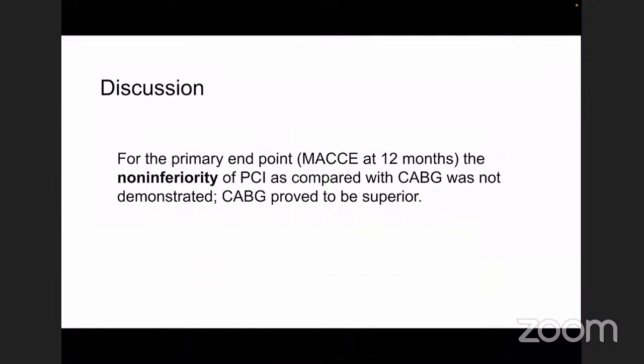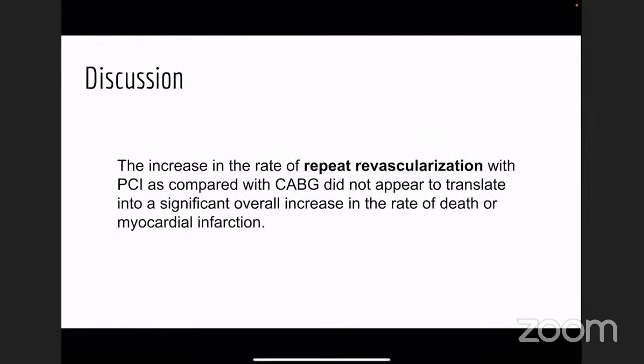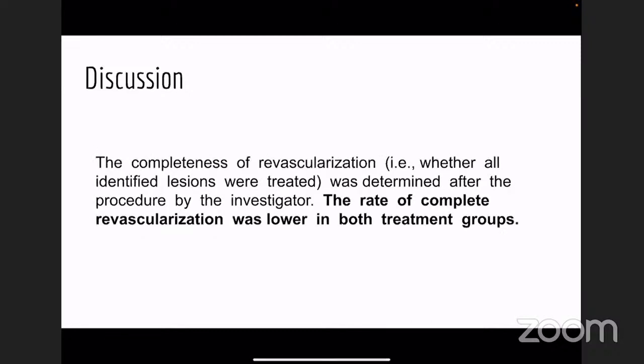So for the discussion, the primary endpoint, which was MACE at 12 months, the non-inferiority of PCI compared with CABG was not demonstrated, mainly because of the increased repeat revascularization rate in the PCI group. So at this point, CABG proved to be superior. As I mentioned, the repeat revascularization was higher in the PCI group. However, it did not translate into a significant overall increase in the rate of death or MI. The rate of complete revascularization was lower in both treatment groups.